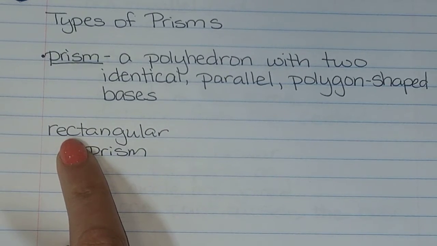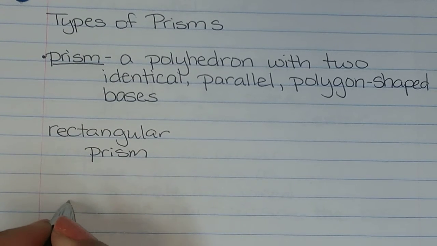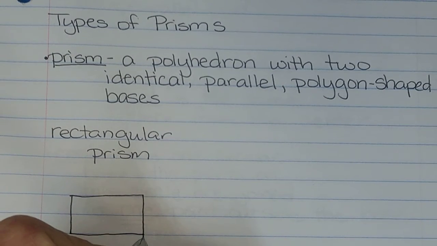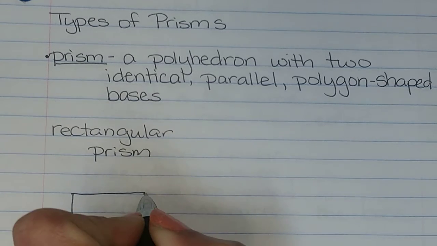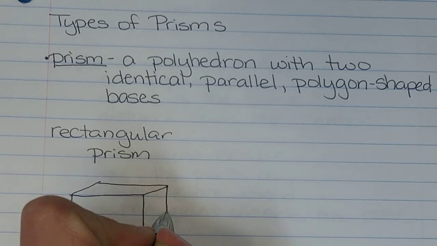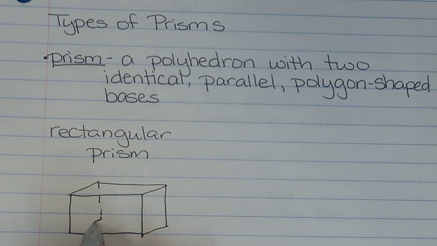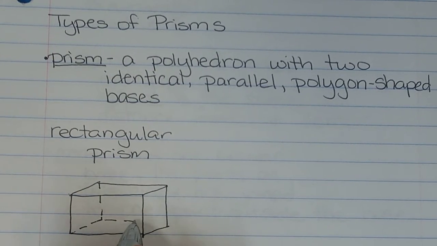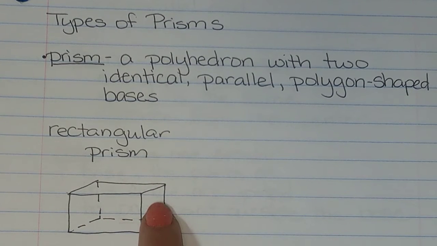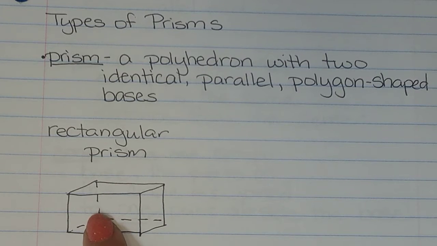You can see that the word rectangular prism has a base word of rectangle, so we know that it's going to have a rectangle in it. If I have my rectangle, and I want to draw my lines out, and I want to draw my lines down, you can see that I have a rectangular face in front, and I have a rectangular face in back. I also have rectangles for the side faces.